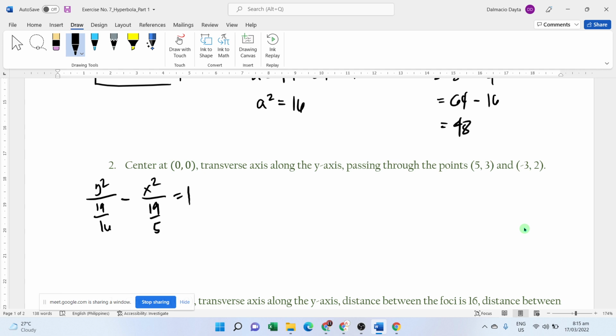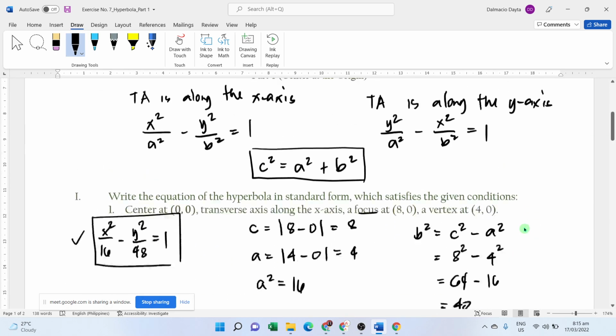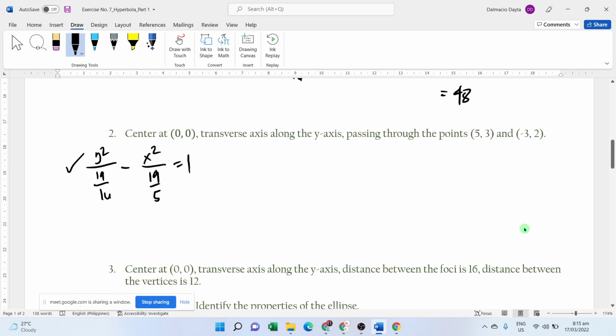Okay, this answer is correct. y squared over 19/16 minus x squared over 19/5 is equal to 1. Let's see. If the transverse axis is along the y-axis, then we're using the second equation, y squared over a squared minus x squared over b squared is equal to 1. Let's write that: y squared over a squared minus x squared over b squared equals 1.